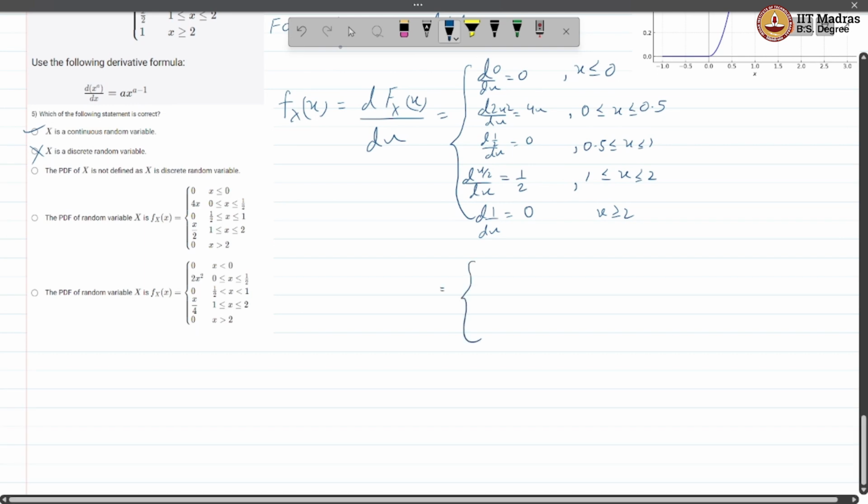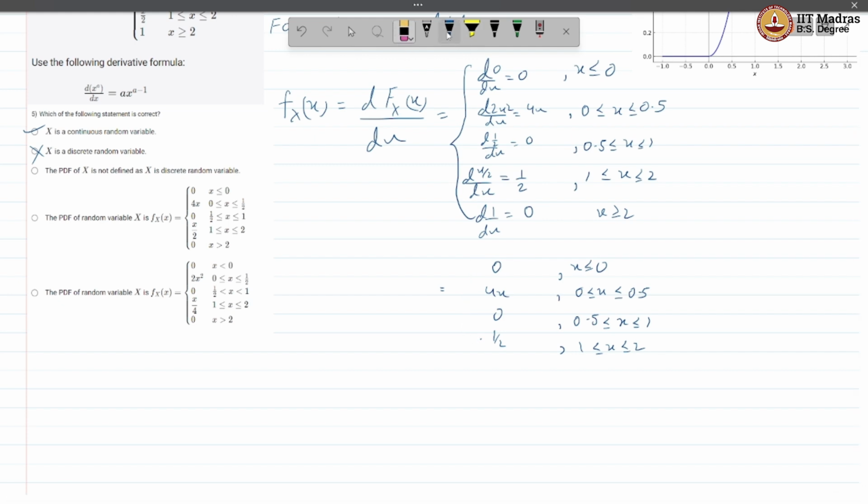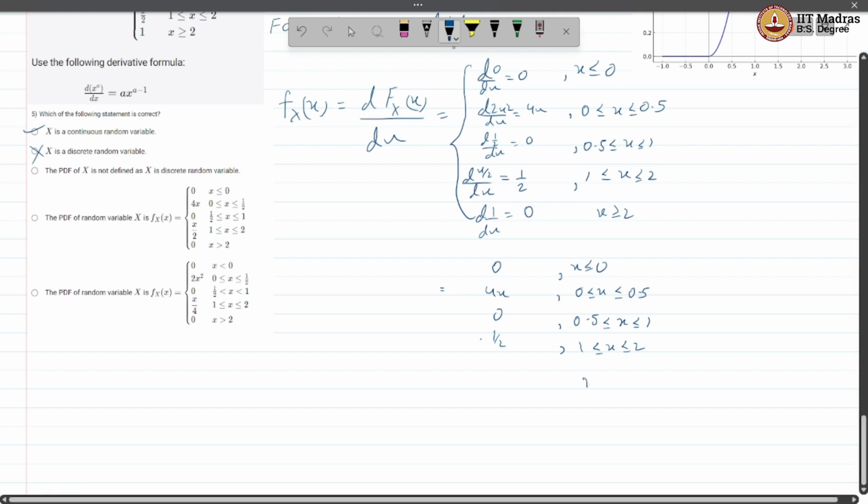So the PDF we get is 0 for x less than equal to 0, 4x for x greater than equal to 0 and less than equal to 0.5, 0 for x greater than equal to 0.5 and less than 1, 1 by 2 for x greater than equal to 1 and less than equal to 2, and finally for the interval x greater than equal to 2, the PDF is 0. So this is our required PDF of x.